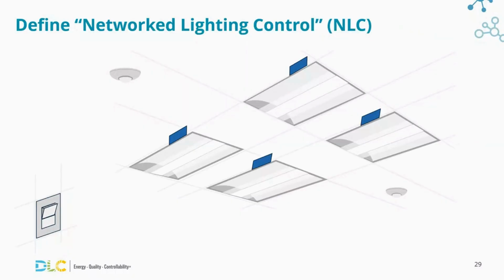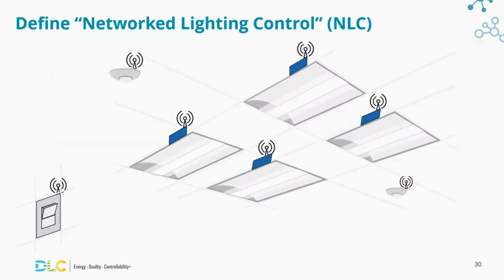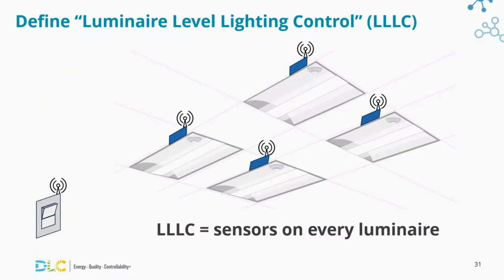The term Networked Lighting Control, or NLC, can mean different things to different people. For the Design Lights Consortium, it means a combination of sensors, network interfaces, and controllers that affect lighting changes in luminaires, retrofit kits, or lamps. These devices may communicate with each other using a wired protocol such as DALI 2, or a wireless protocol such as Bluetooth.